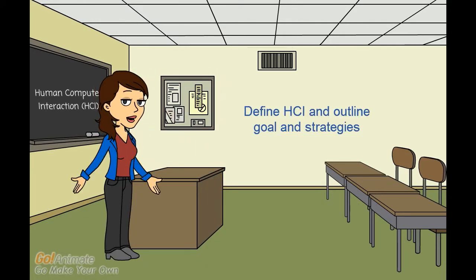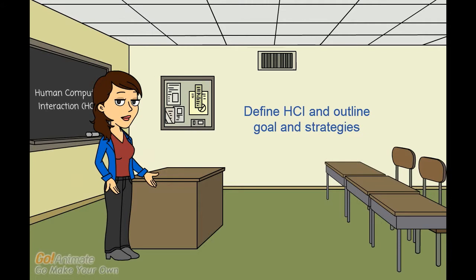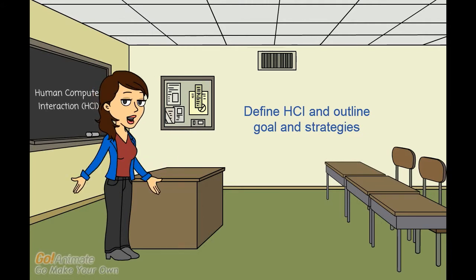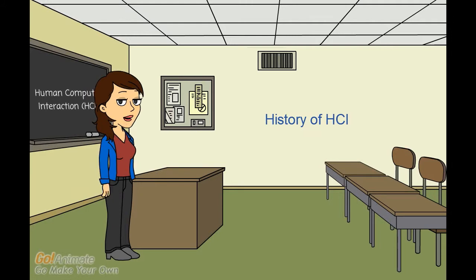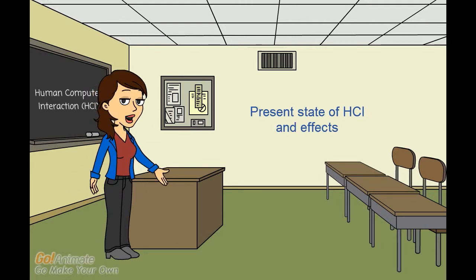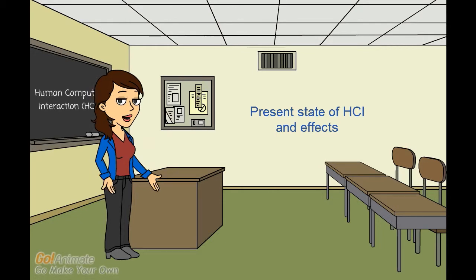First, I will define what human-computer interaction, or HCI, is and outline its overall goal and general strategies. Then, I will provide a short overview of HCI's history. Then I will outline the present state of HCI and describe some effects of this interactive process.